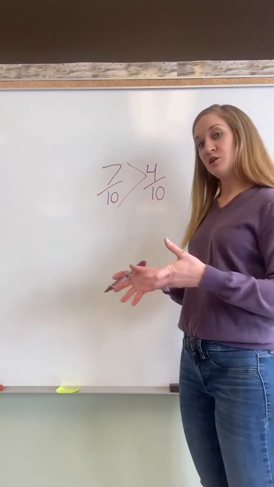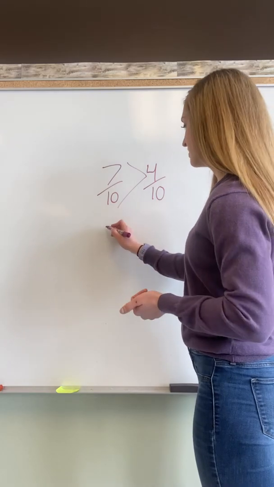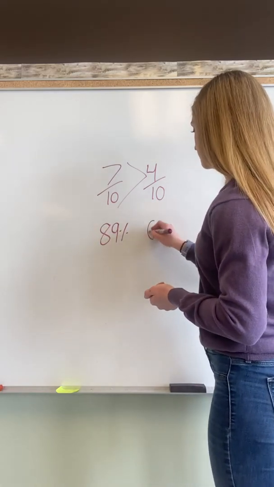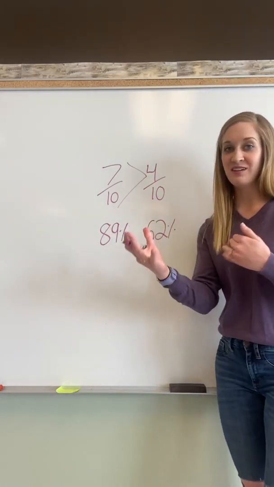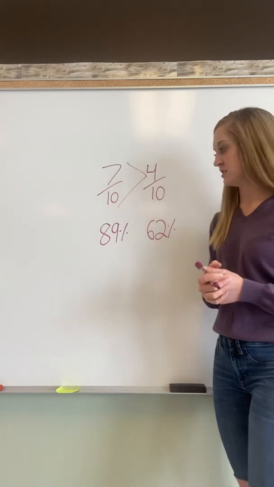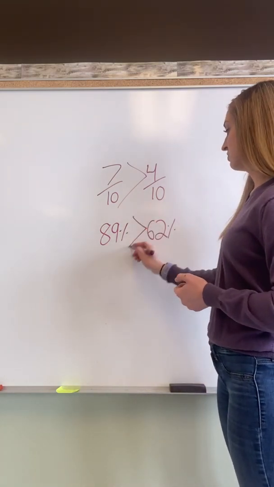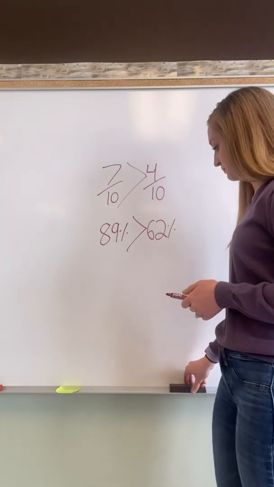Okay. I can also compare percents. So say my friend got 89% on their test and I got 62%. Okay, so whichever one is higher is the higher percentage. So in this case, 89 is bigger than 62, so 89% is greater than 62%.